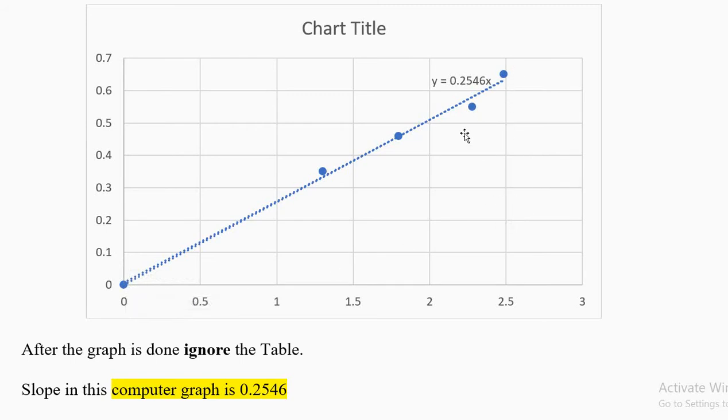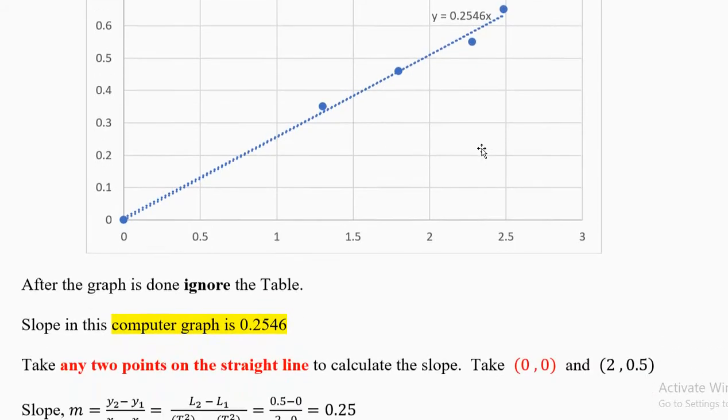And join the points. All 5 points will not come on the line. Some points will be outside. Try to put maximum number of points on the line.